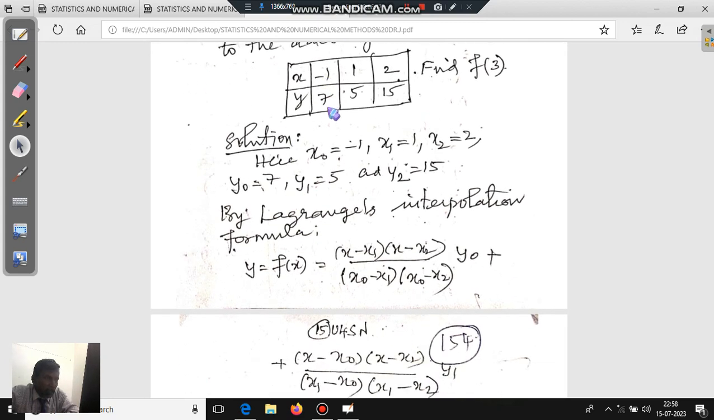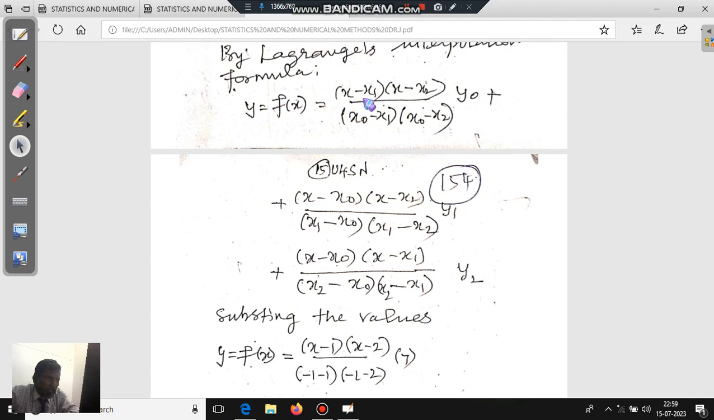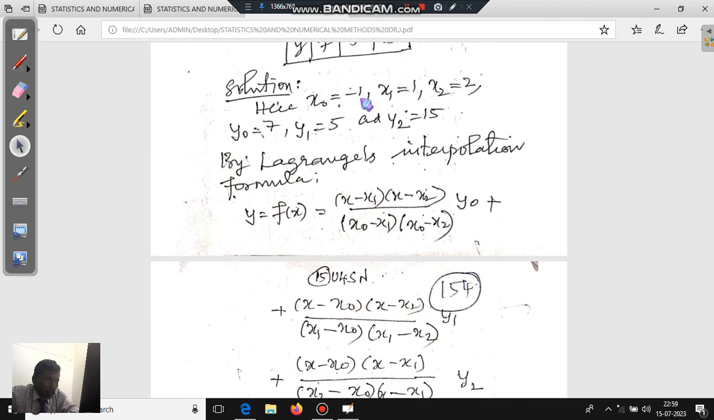Now look at the table here. In this particular table, this is x0, x1, x2. So x0 is minus 1, x1 is 1, x2 is 2. The corresponding values are y0 equals 7, y1 equals 5, y2 equals 15. So we take x0, x1, x2, and the corresponding values y0, y1, y2. Now substitute all these values in Lagrange's interpolation formula.